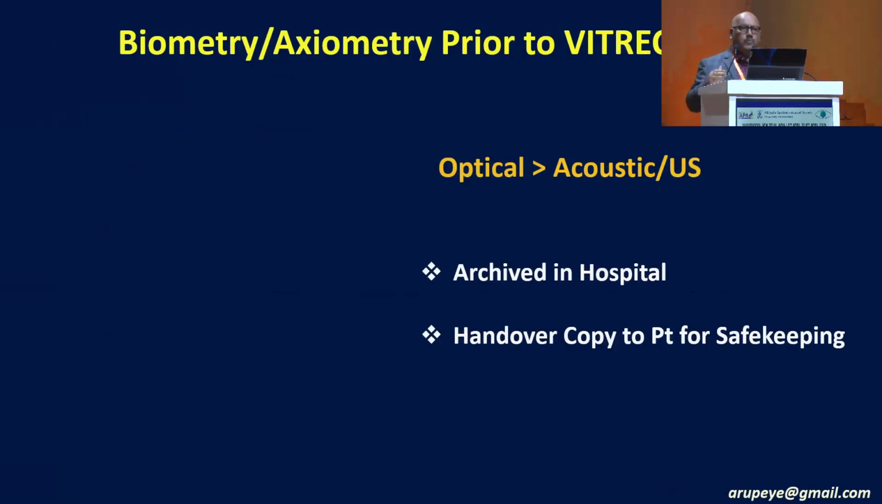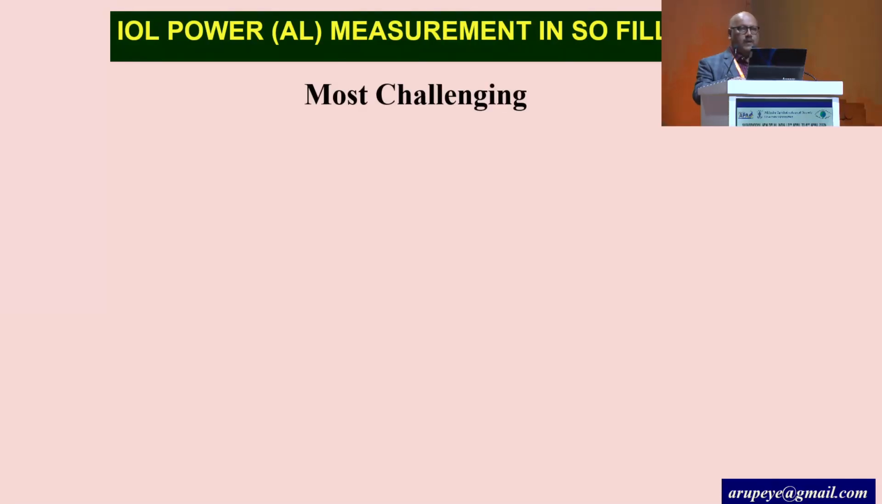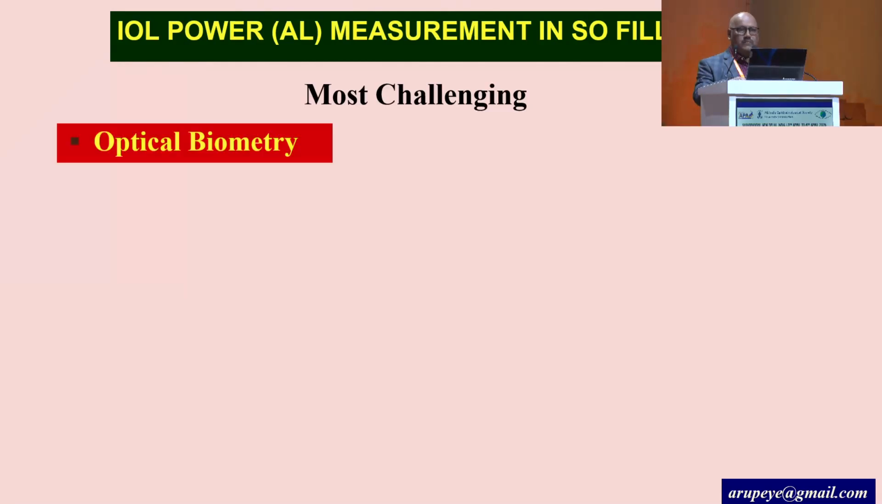So it would be best to do a prophylactic step. Whenever we have a patient who is scheduled for vitrectomy, we invariably perform an optical biometry if that is possible, and if it is not possible, then we do an ultrasonic biometry. The results are archived in the hospital, and a copy is also handed over to the patient for safekeeping. Now, there may be situations where a patient has been operated elsewhere, there is silicone oil fill, and we don't have the axial length data.